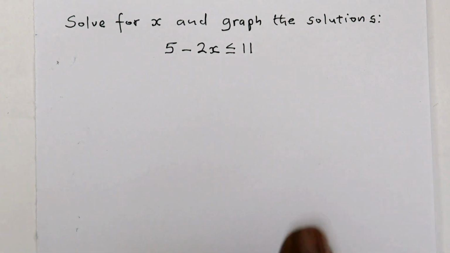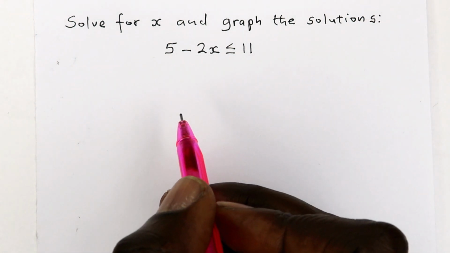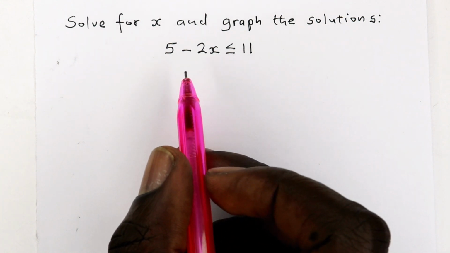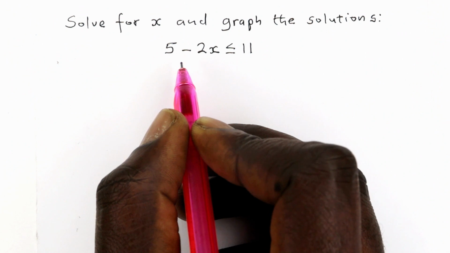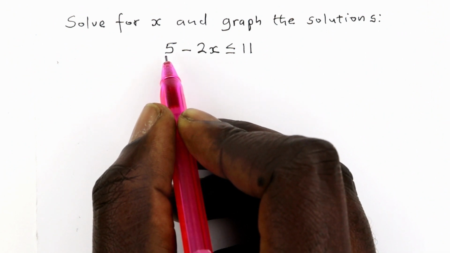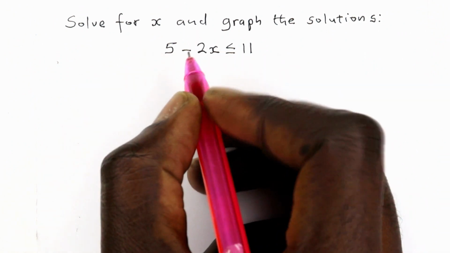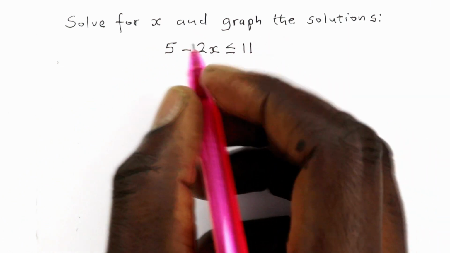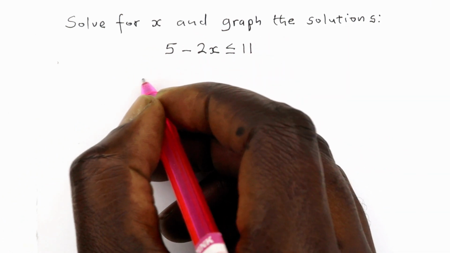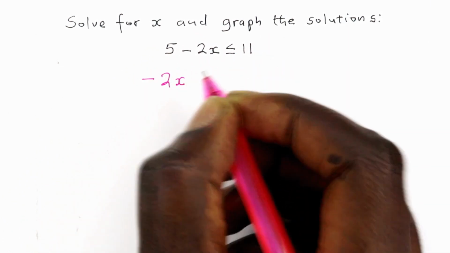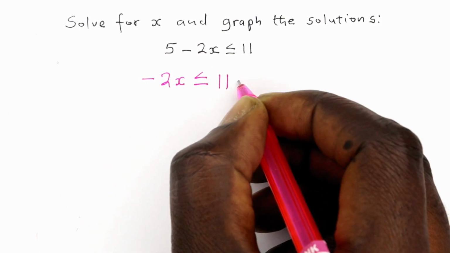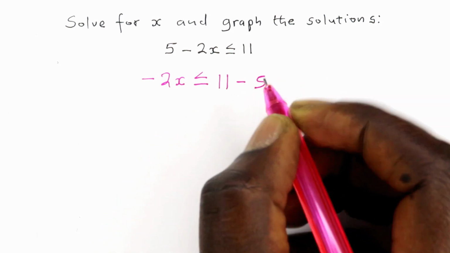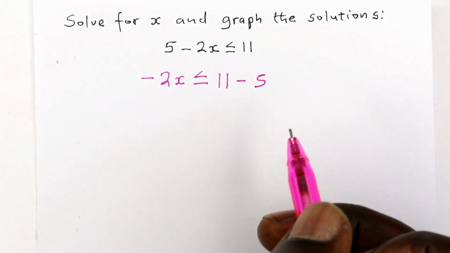So the first thing we're going to do is collect like terms in both sides of the inequality. We can start by subtracting 5 from both sides, or just taking 5 to the other side. So we're going to have minus 2x less than or equal to 11 minus 5. If 5 crosses over, it becomes negative.